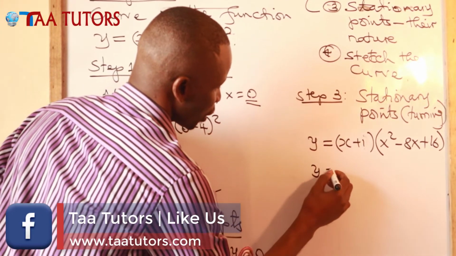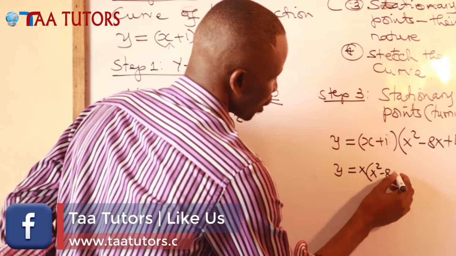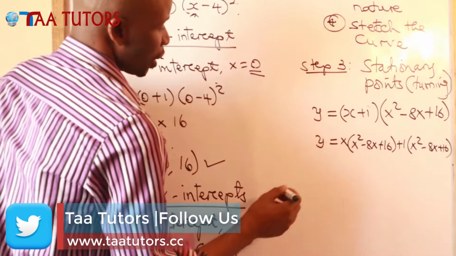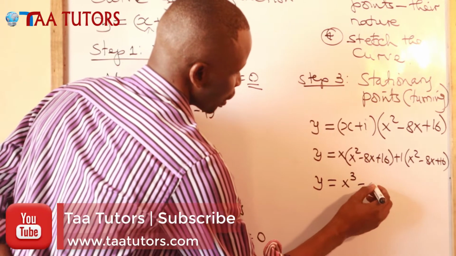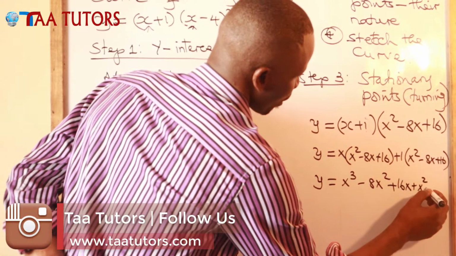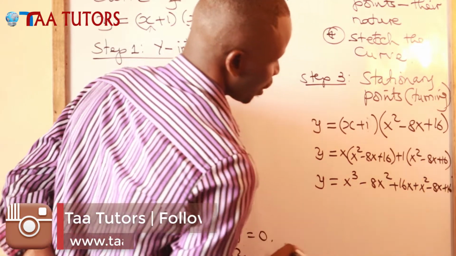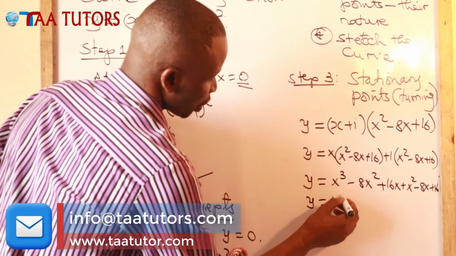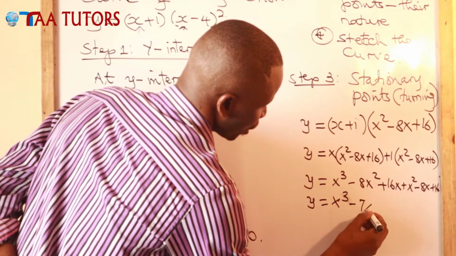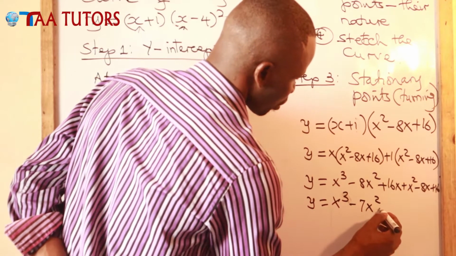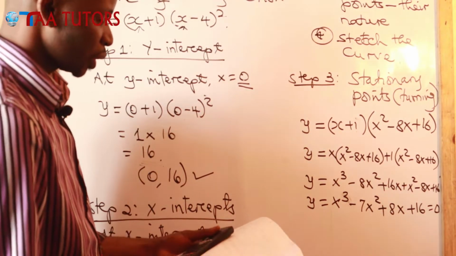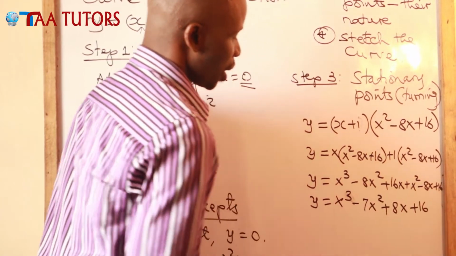So I'll go forward to say that this will be x into (x squared minus 8x plus 16) plus 1 into (x squared minus 8x plus 16). Then we move forward to expand. This is x cubed minus 8x squared plus 16x plus x squared minus 8x plus 16. So what we are doing here, y equals, let's collect like terms: x cubed minus 8x squared plus x squared will be minus 7x squared, 16x minus 8x will be plus 8x, plus 16. That is what we have as the function.